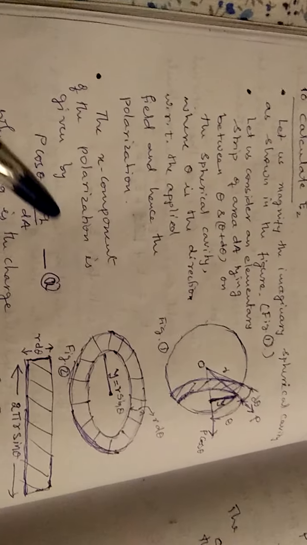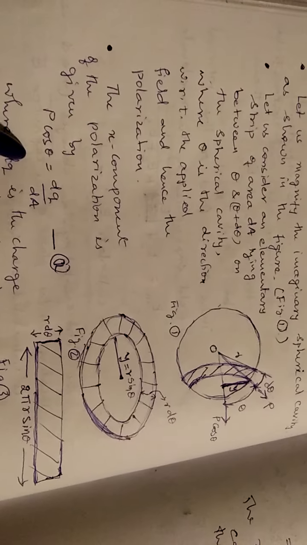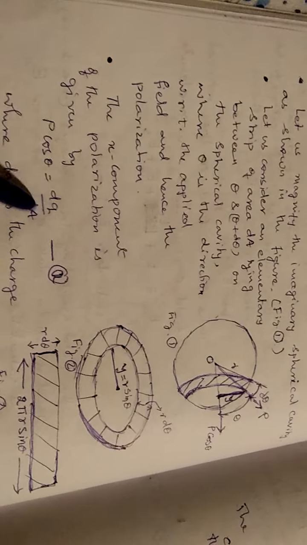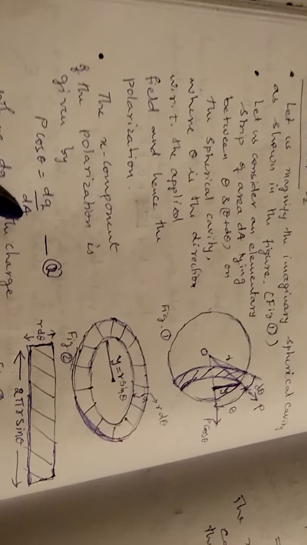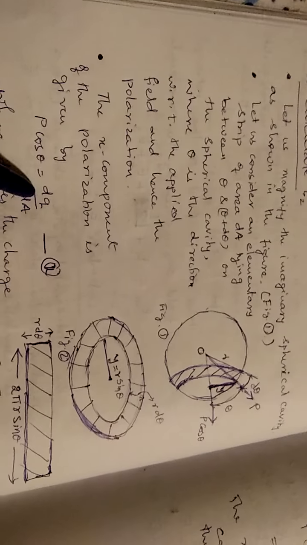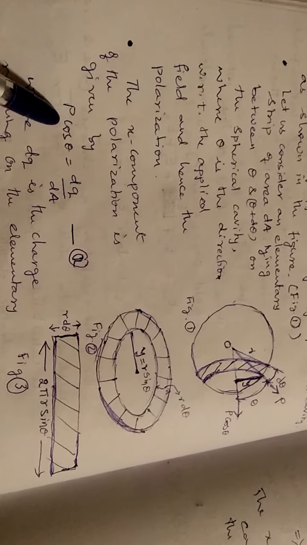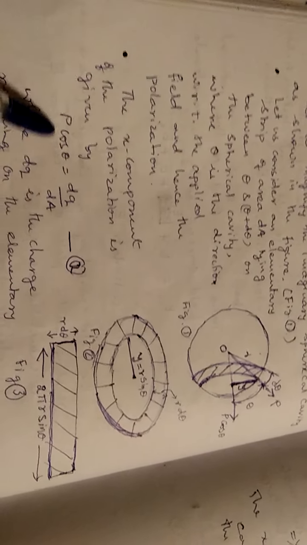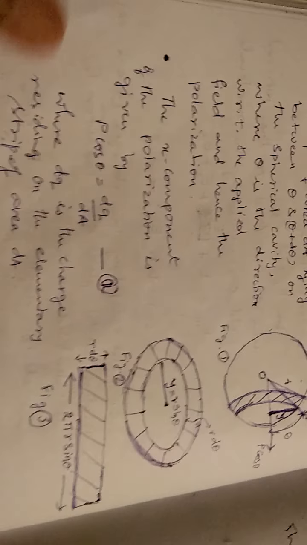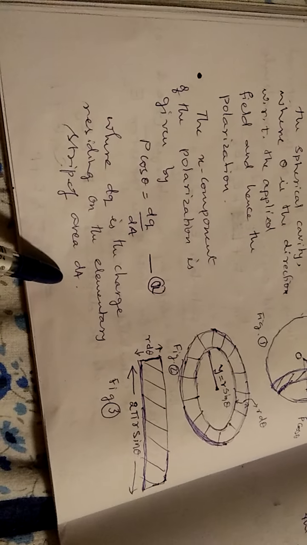Now the x component of the polarization is given by P cos theta along the x-axis. This polarization is always given by charge per unit area. Let us consider this is a small strip, where dq is the charge residing on the strip and dA is the area. So dq by dA is P cos theta, that is the x component of the polarization, where dq is the charge residing on the elementary strip of area dA.